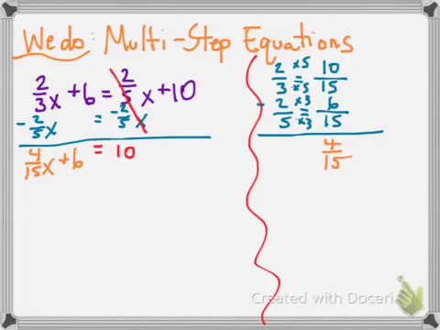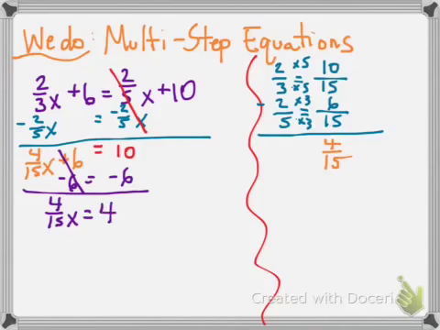So again, I have to get x by itself, so then I'm going to subtract 6 from both sides. My left side, these cancel out, so I'm left with 4/15 x. Bring down my equal sign, 10 minus 6 I know is 4. So now I have 4/15 x is equal to 4, so I have to divide both sides by my coefficient, which is 4/15. On my left side, these will cancel out, so I have x is equal to 4 over 4/15.